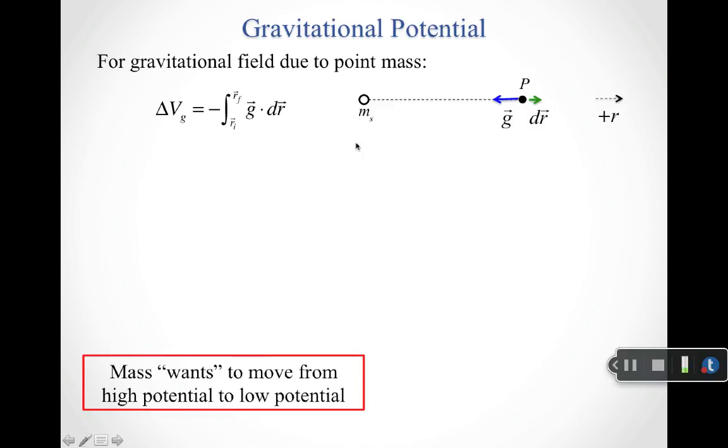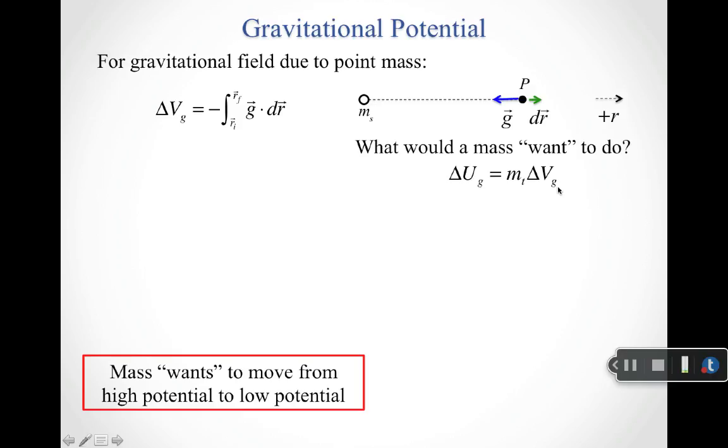So for a gravitational field due to point masses, again, we've got the same starting point. Here's our definition, and we know what to do with this gravitational field for a point mass. We know that what the mass wants to do is move. If you put a mass here at point P, which is just a point in space, it would want to move in this direction. If I let that mass move in this direction, I'm going to decrease the potential energy. If I make the mass move in the opposite direction, I'm going to increase the potential energy.